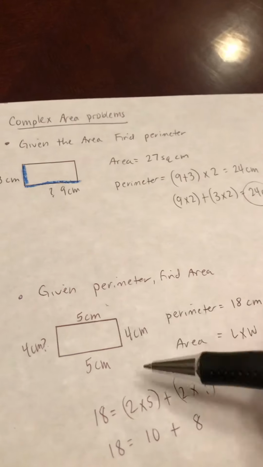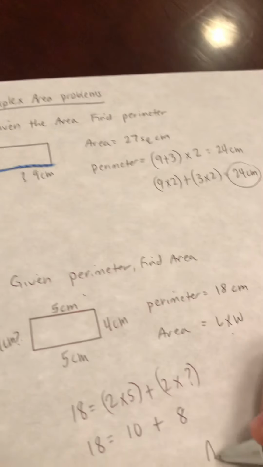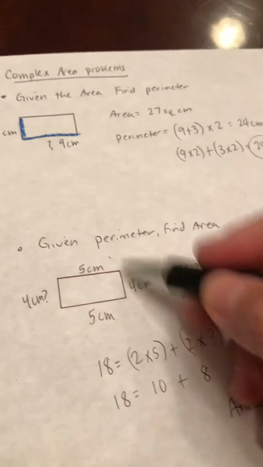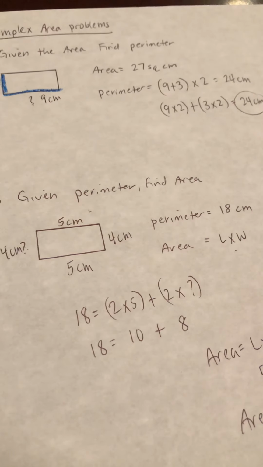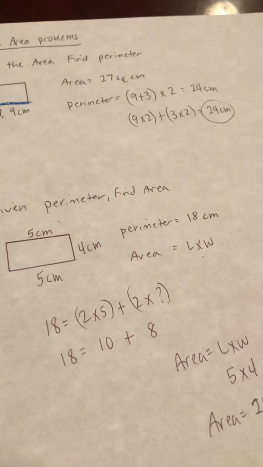Okay. Now, that only determines my dimensions. That doesn't determine my area. To find my area, I'm going to have to do my length times my width. But now I know that it's 5 times 4. So my area is going to be equal to 20 square centimeters.